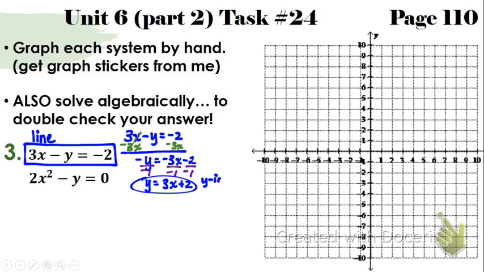Where's my y-intercept? 0, 2. And what's my slope? 3 over 1. Rise over run. So I start at 2, and I'm going to go up 1, 2, 3, and to the right 1. And I'm going to go backwards, 1, 2, 3 to the left 1. Here and here. And I'm going to draw my line in.